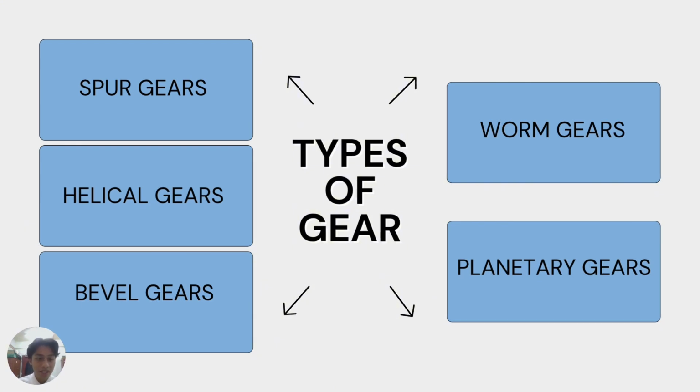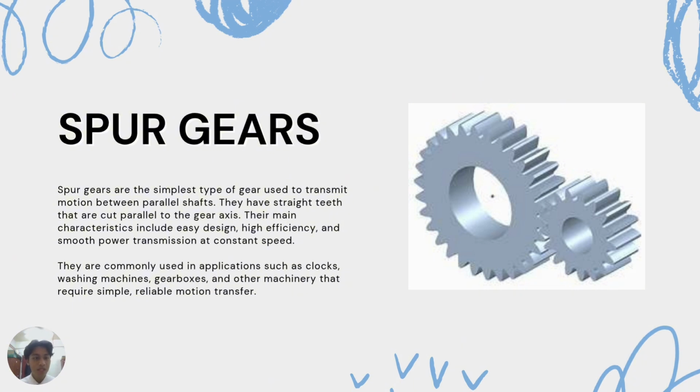So first, we have 5 types of gears: spur gears, helical gears, bevel gears, worm gears, and planetary gears. First of all, spur gears. Spur gears are the simplest type of gear used to transmit motion between parallel shafts. They have straight teeth that are cut parallel to the gear axis.